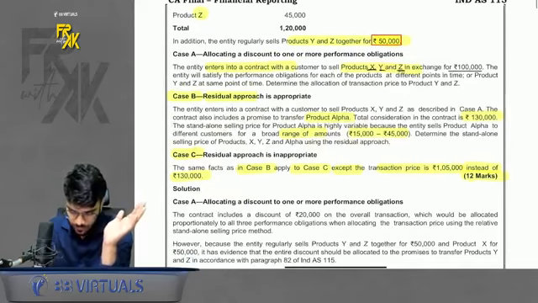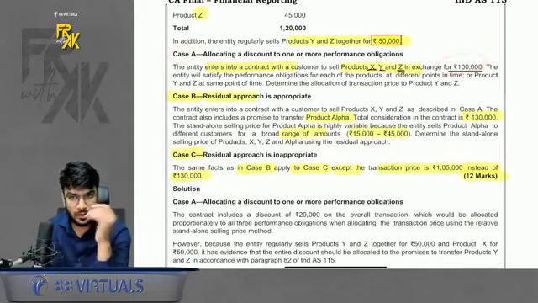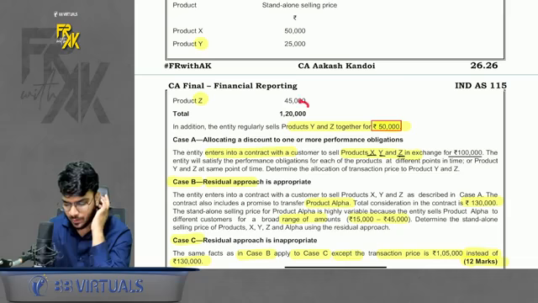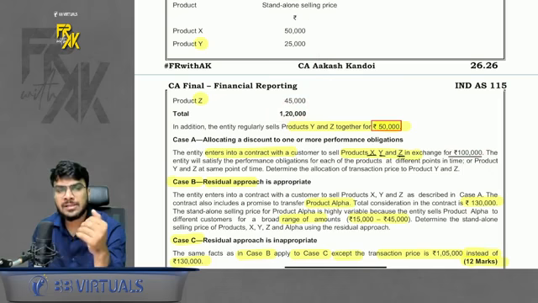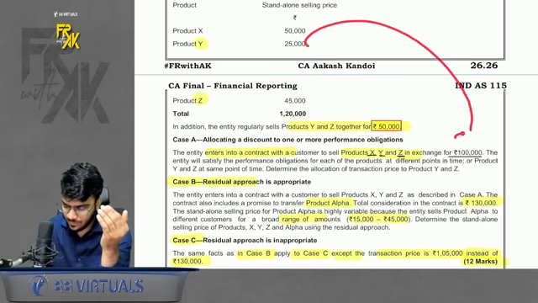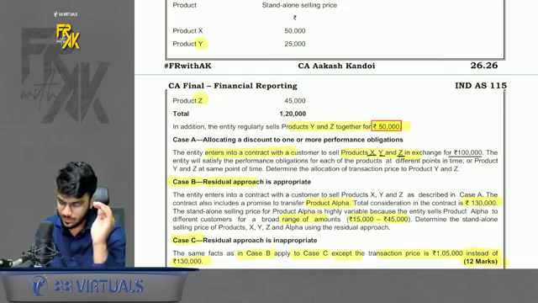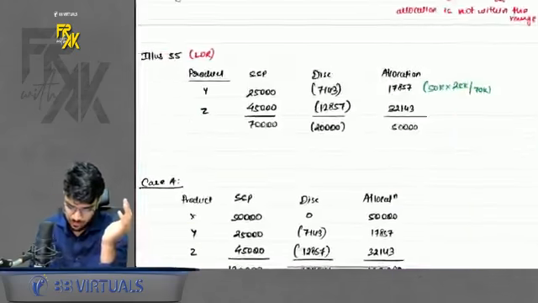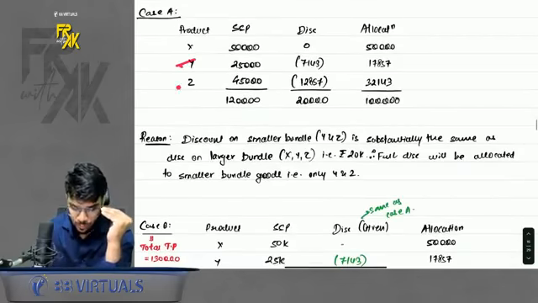Now case 1. It says we sell XYZ for 1 lakh. Okay, we sell XYZ for 1 lakh. If you see the SSP of XYZ, all 3, it is 120. You sell it for 1 lakh. That means on all 3 products, how much discount are you giving? You are giving a discount of 20,000. And if you see closely, on the 2 products also, you give a discount of 20,000. That means on this extra product X, you are not giving any extra discount. That means in case A, the discount will not get allocated to X. It will only get allocated to Y and Z.